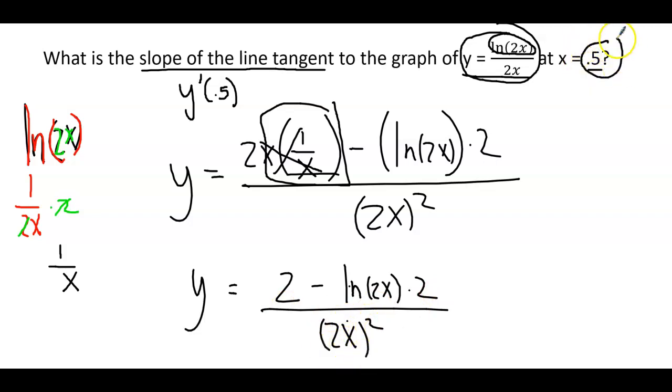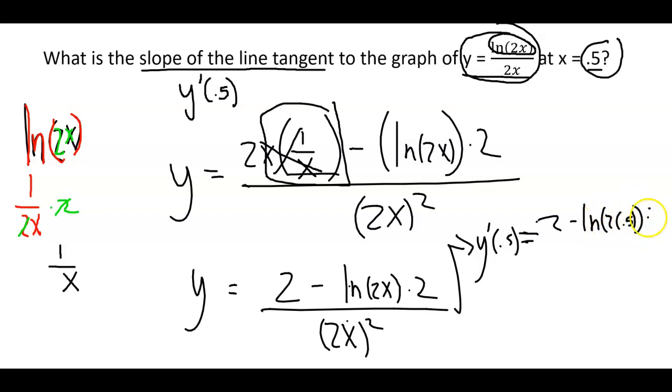Last thing I'm going to do is plug in this 0.5. So let's do that. All right, so 2 times 0.5 is 1, so I'm just going to replace both of these with 1 because 2 times 0.5 is 1. ln of 1 is 0, and 0 times 2 is 0, so this whole side just goes away and I'm just left with a 2 on the top. On the bottom I've got 1 squared, which is 1, and so my final answer is just going to be 2.